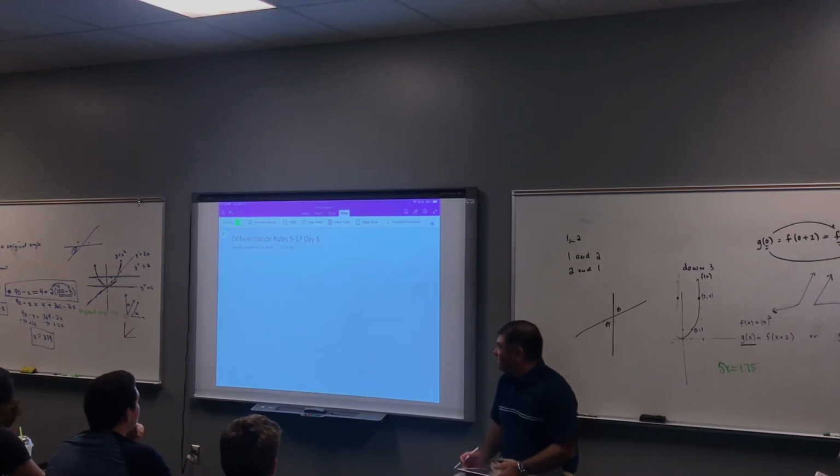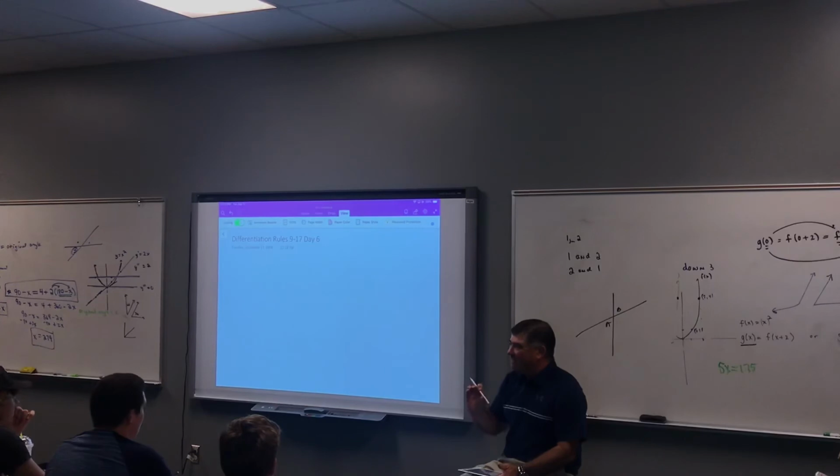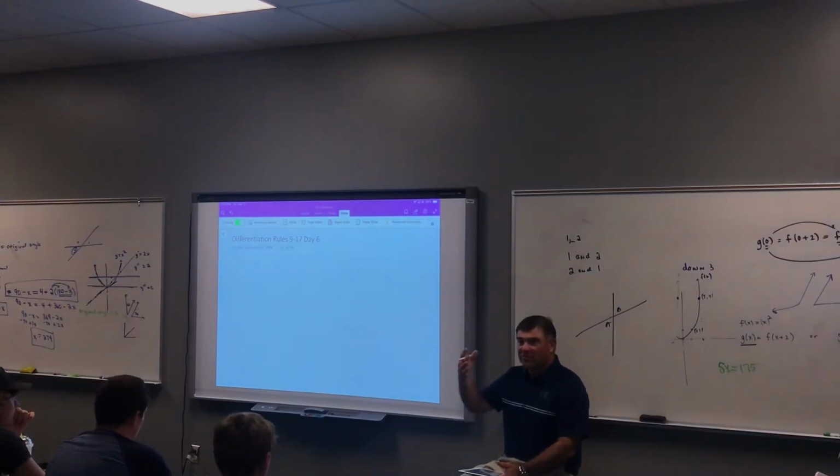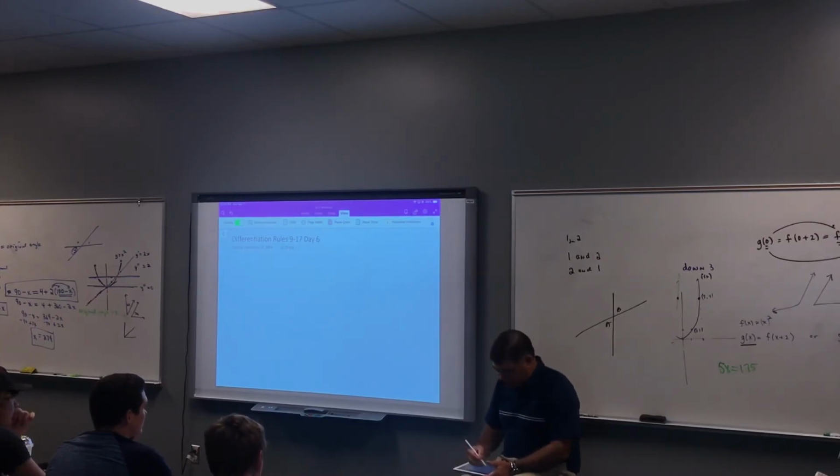I do want to talk to you about a bunch of differentiation rules. At this point, we should have a general idea that a derivative is a rule. It creates for you functions that give you slope for various points. I want to start it off with something that looks like this.